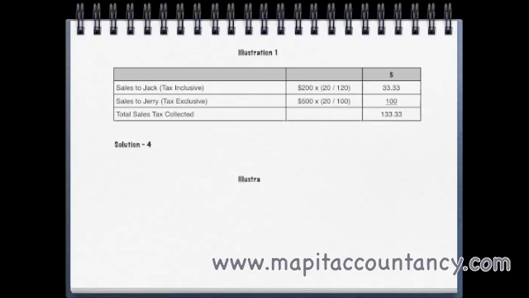Looking then at illustration 2, we're told that Jill purchases goods for $180,000, including sales tax, and sells goods for $240,000, including sales tax. A tax rate of 20% is applicable. So see if you can pause the video now and work out what the tax is on the 180 and what the tax is on the 240, because both include tax, so you'll have to do a calculation to work it out.